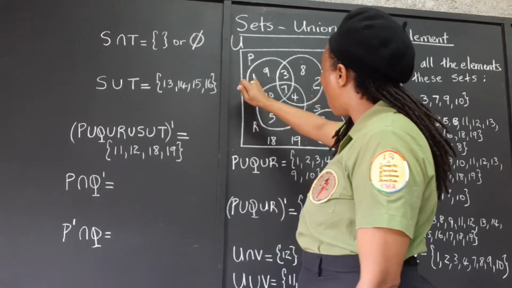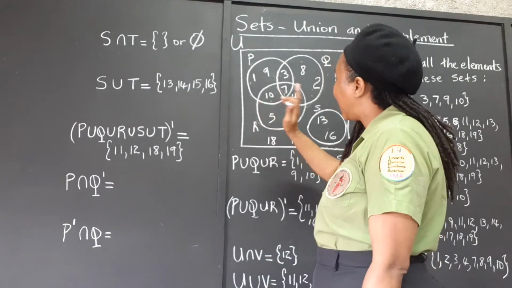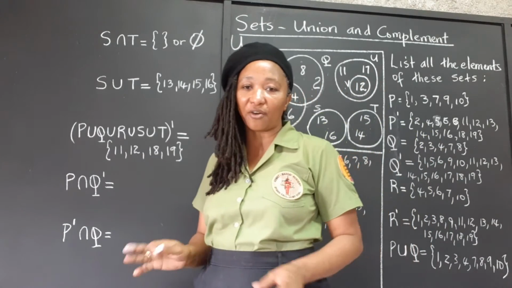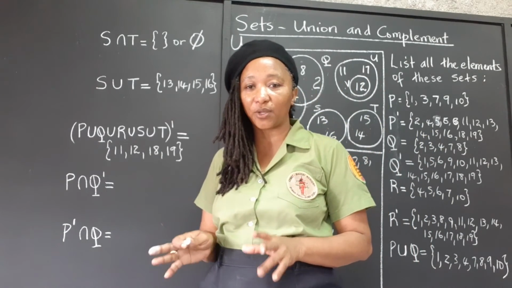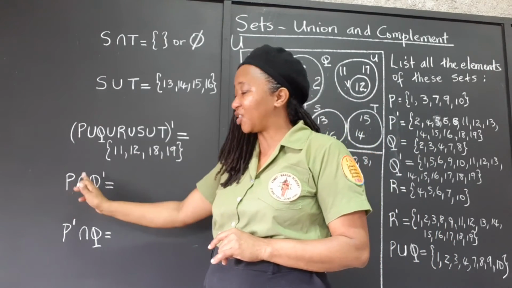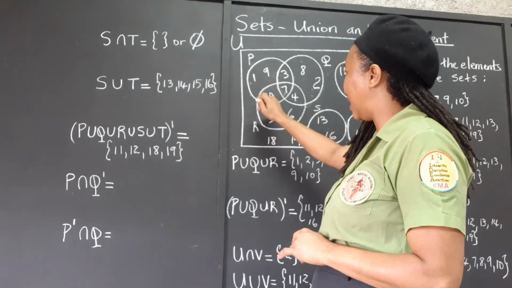So that would be 1, 9, and 10. Now the 10 is also in R, but we're not considering R right now. We're just focusing on P and Q, and we want to know what is in P that's not in Q. So that would be 1, 9, and 10.